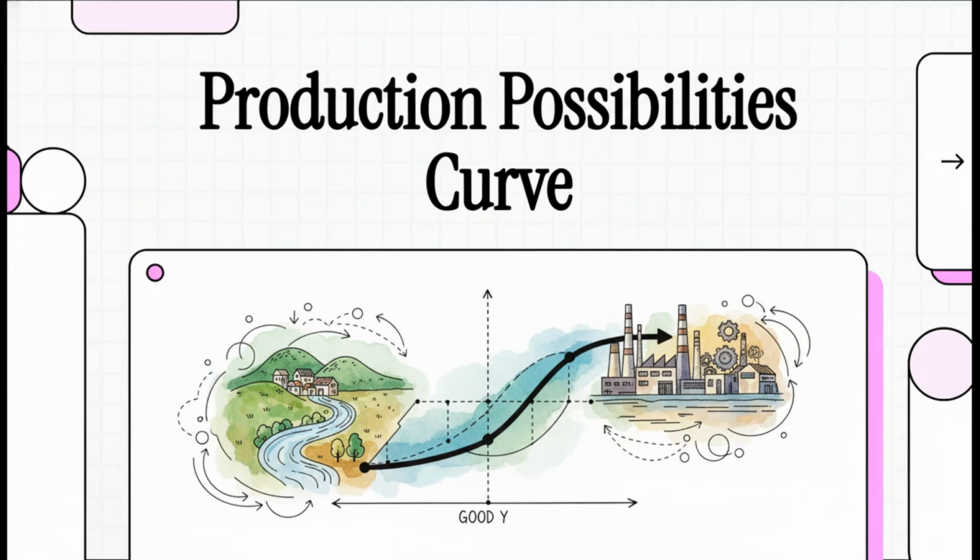Today, we are diving into one of the absolute cornerstones of economics, the production possibilities curve. Think of it as a simple but really powerful map, a map that shows us the absolute limit of what an entire economy can produce.